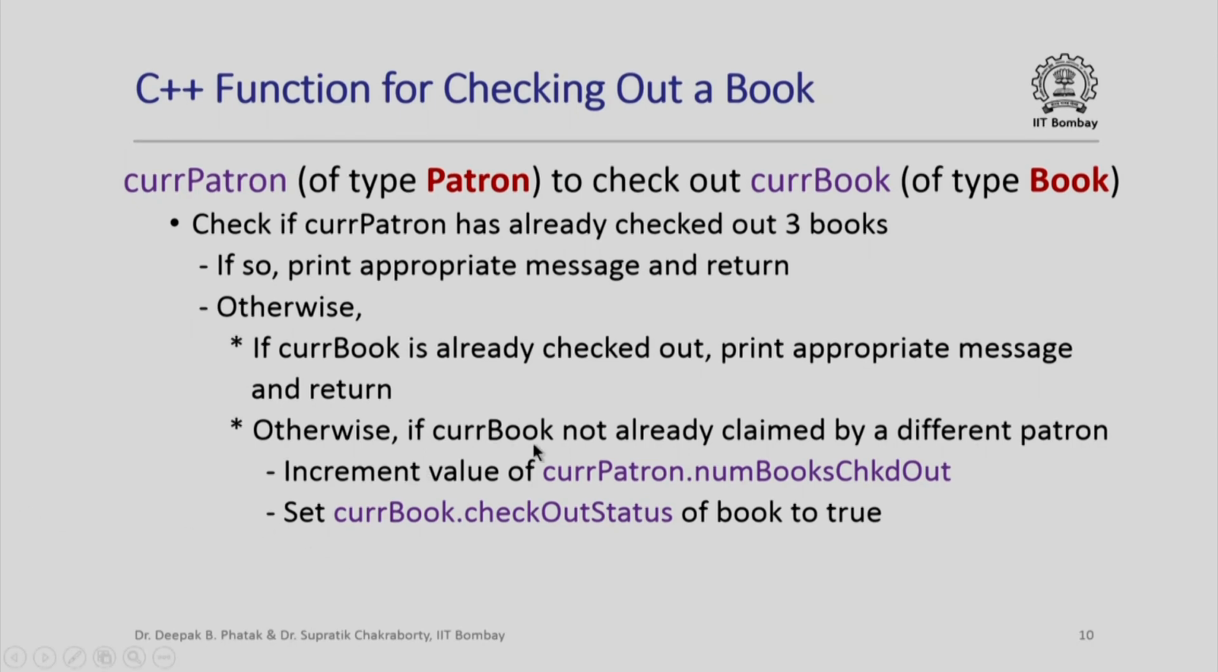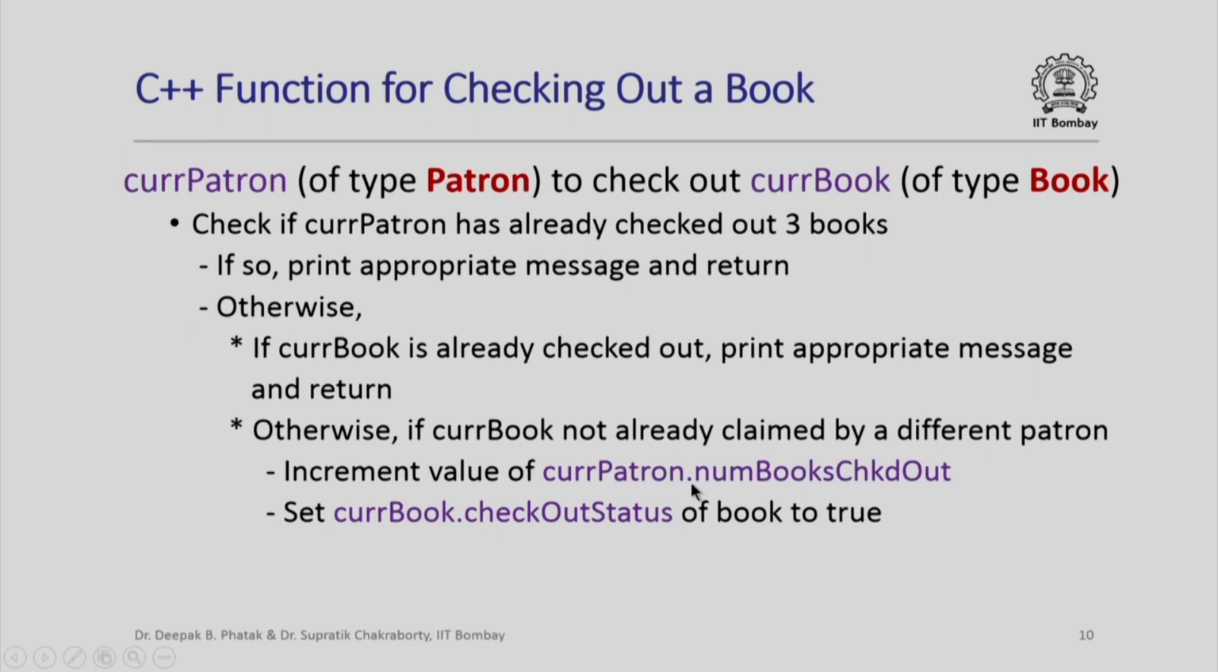Note that in this case all the updates that are happening to the various members of current patron and current book should persist after the function for checking out a book returns. Why is it so? Because if we have set the checkout status of current book to true, then after the function returns, we want to remember this value, so that if another patron comes to check out the same book, then we can tell that patron that this book has already been checked out.